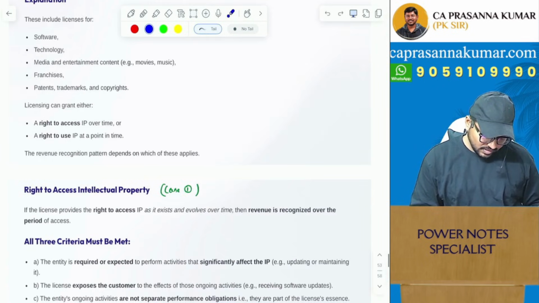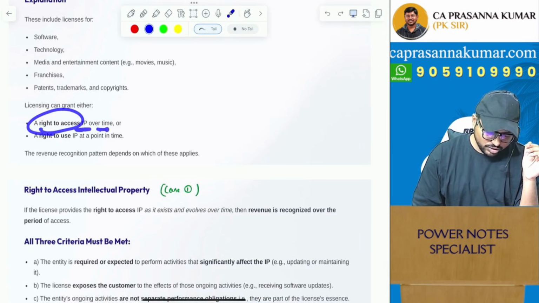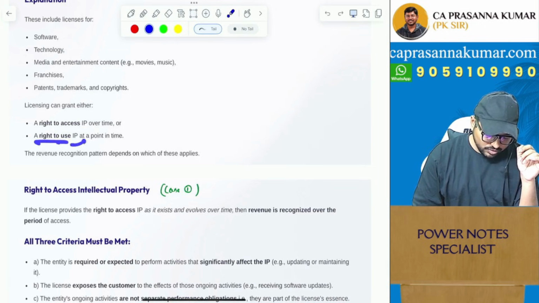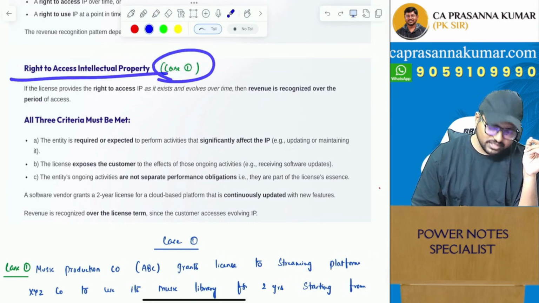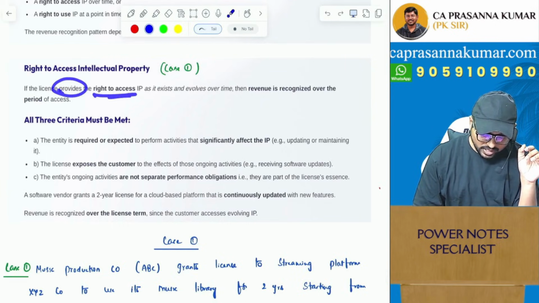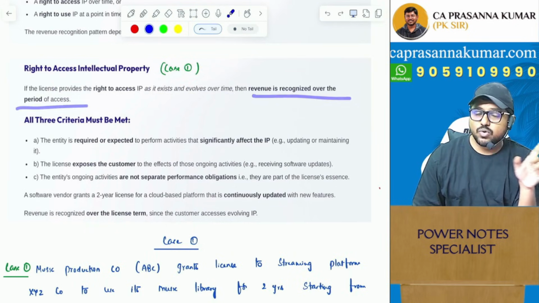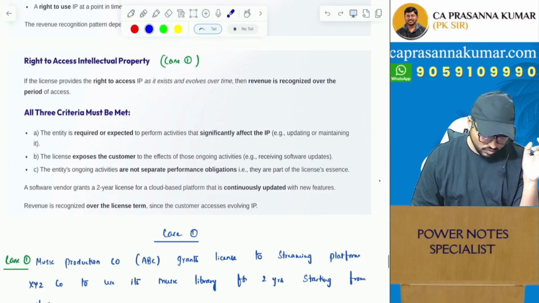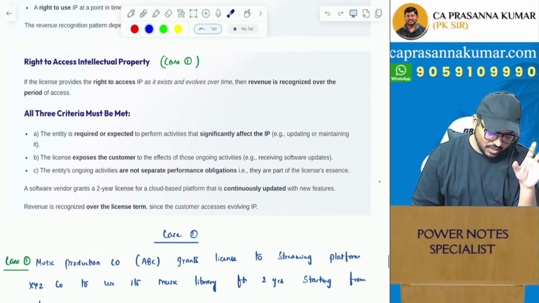See here. Licensing can grant either a right to access intellectual property over time or a right to use intellectual property at a point of time. The revenue recognition pattern depends upon which of these applies. Case 1, right to access. In right to access, what happens? If the license provides a right to access intellectual property as it exists and evolves over time, the revenue is also recorded over time, recognized over time. All these three criteria must be met to call it a right to access.